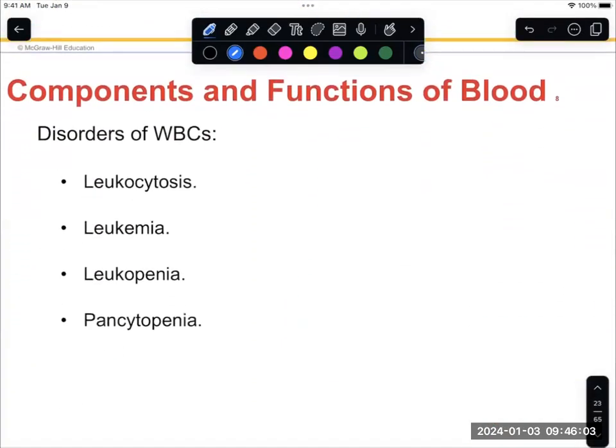Let's look at some different disorders of white blood cells. Leukocytosis is having an increase in white blood cells. What can cause leukocytosis? An allergic reaction, typhoid fever, malaria, tuberculosis, whooping cough, or infectious mononucleosis.